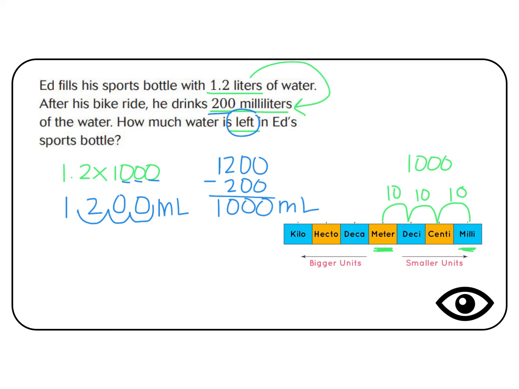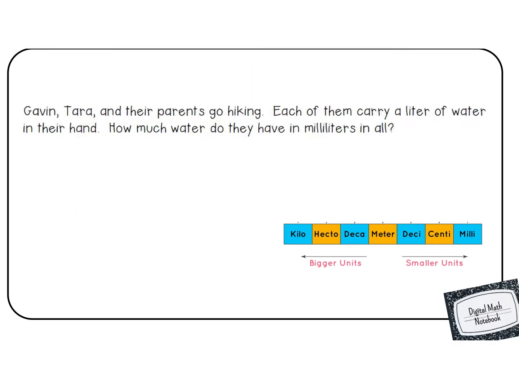Let's do one together. All right, 5th graders, we're in your digital math notebook and you have plenty of room on your paper to write down and show your work. If you need to, pause and type as we solve this problem. Gavin, Tara, and their parents go hiking. Each of them carry a liter of water in their hand. How much water do they have in milliliters in all?